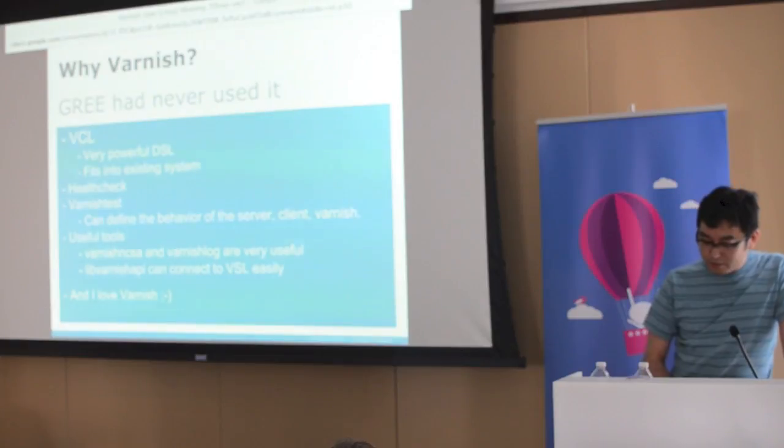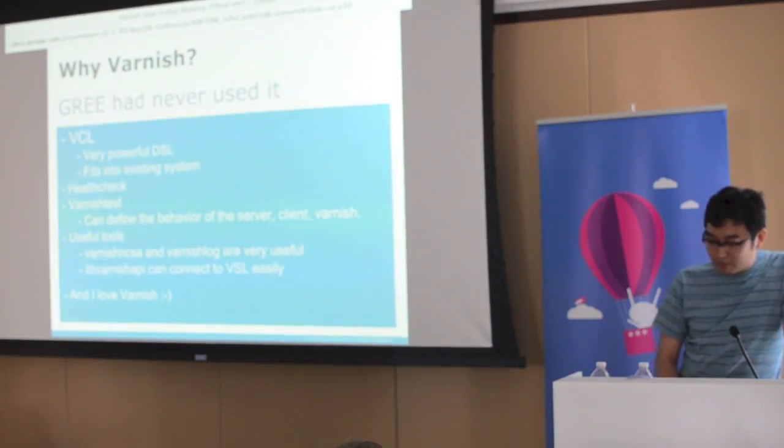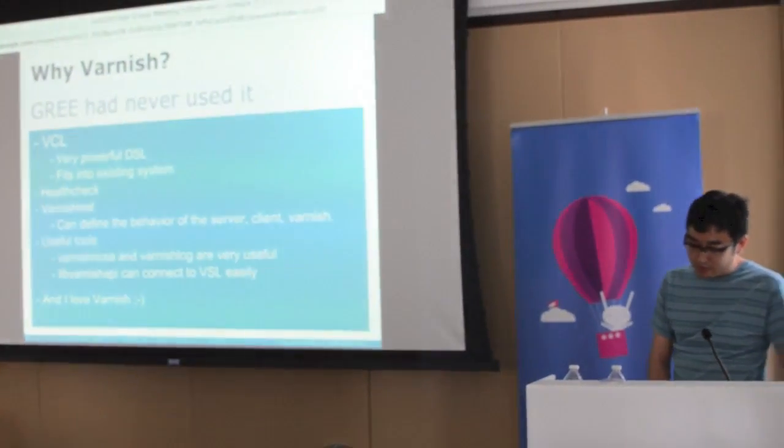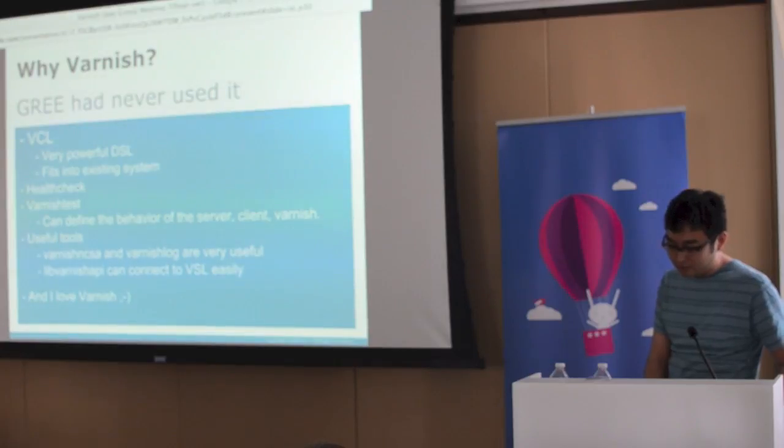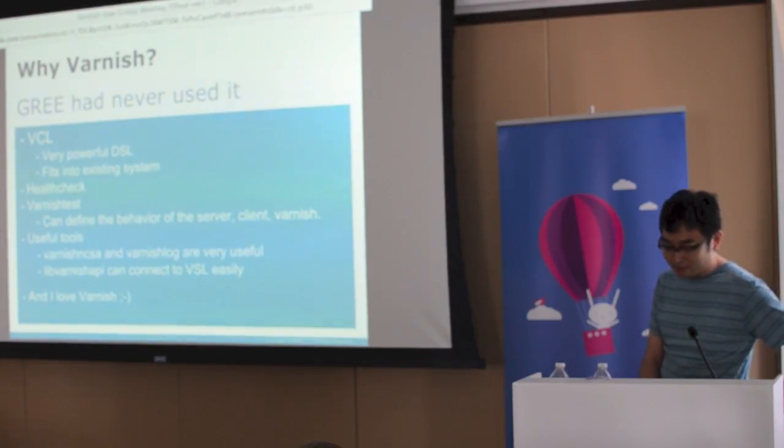Of course, health check is also very useful, and Varnish test is also very important to us. We have a large number of domains, so it's very important for us to modify VCL with a certain level of integrity. Some other Varnish tools, such as Varnish API, are also useful. Lastly, and more importantly, I love Varnish. This is the most important reason.